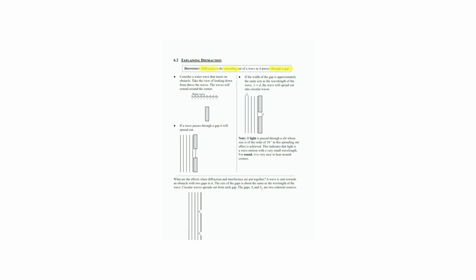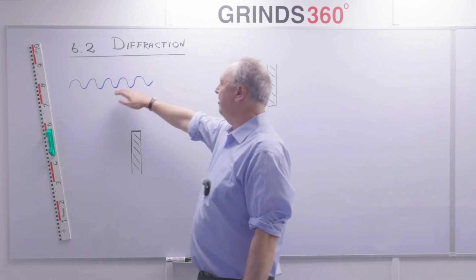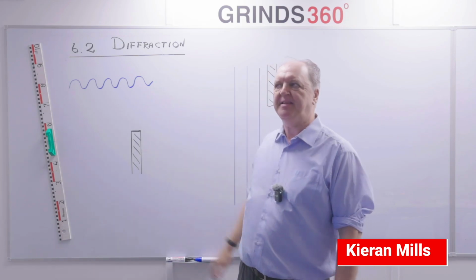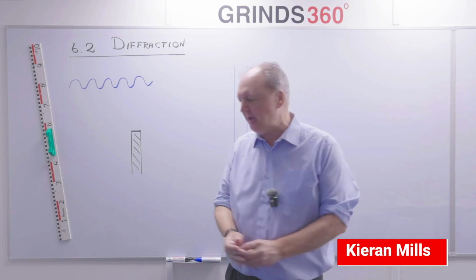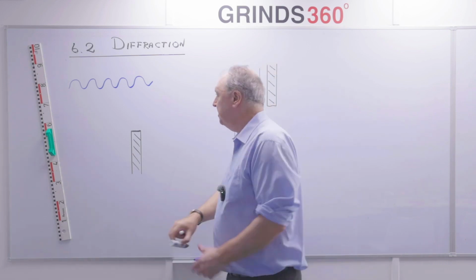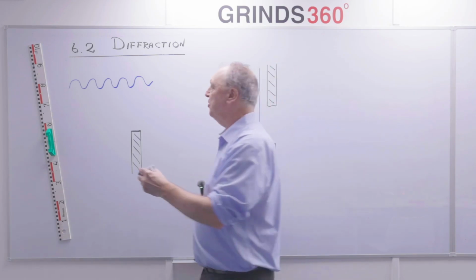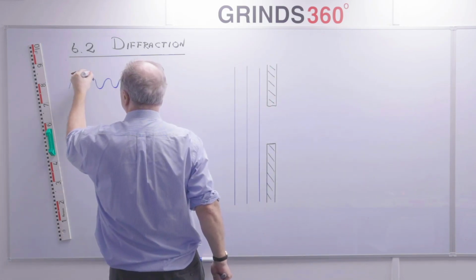Let me explain diffraction using water waves. So here's a water wave, and it's going to pass through an obstacle in the sea. Here I am looking at my water wave side on. There's the crest, there's the trough. You know what the wavelength is: the distance from crest to crest.